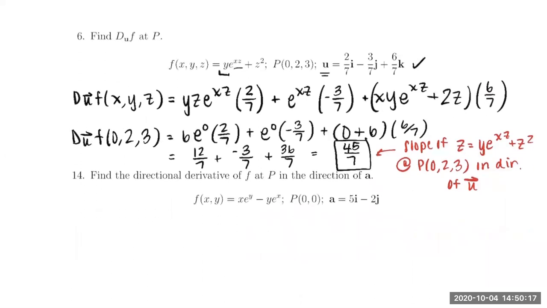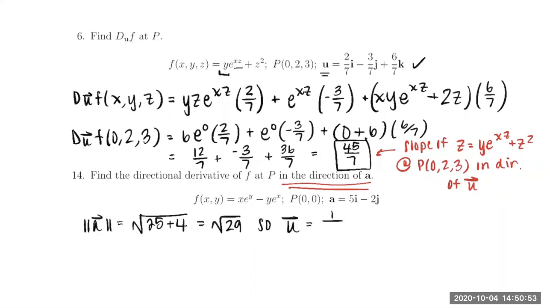All right, 14 is a similar problem. We want to find the directional derivative of f in the direction of a. And so I just want to underline this. This is in the direction of a, but you can notice here at a glance that certainly this vector a is not unit. So the first thing that I'm going to do is find the length of this vector. That's going to be the square root of 25 plus 4. So this vector has a length root 29. And so I'm going to normalize it to find a unit vector. So u is going to be 1 over root 29 times that vector a, which is (5, -2).